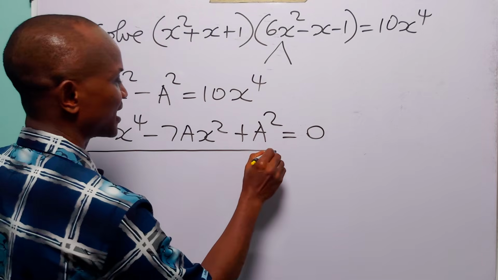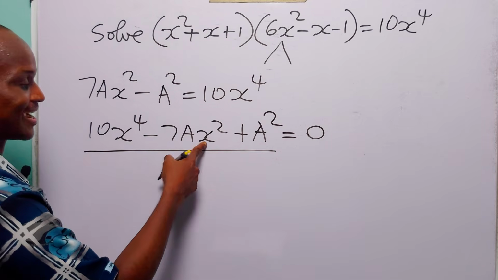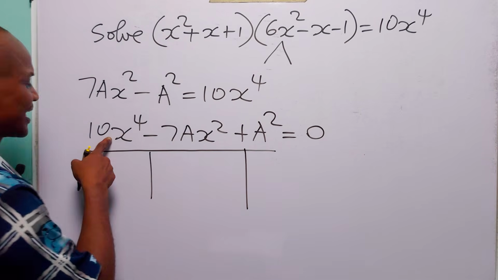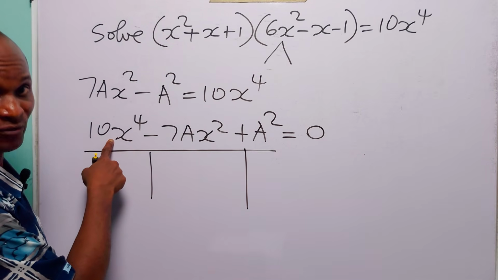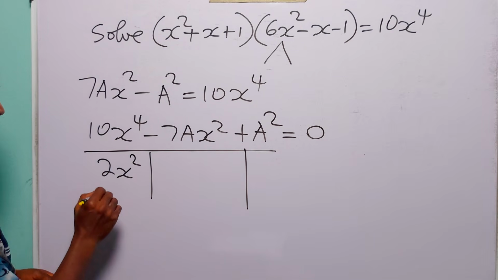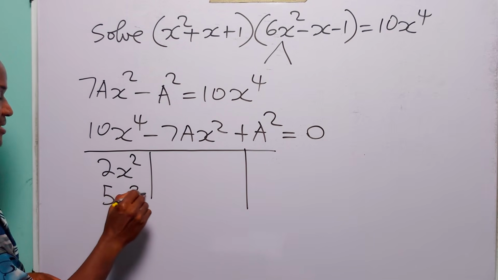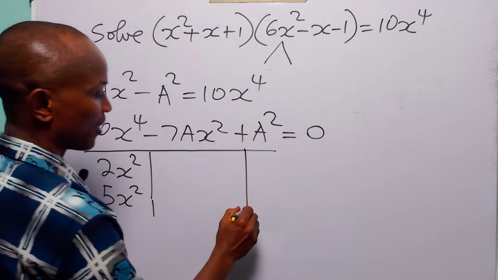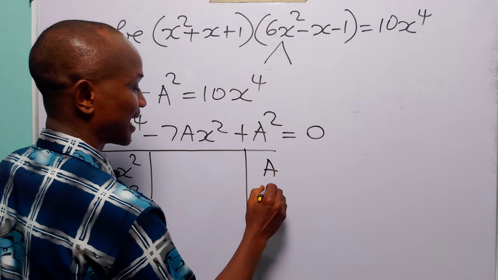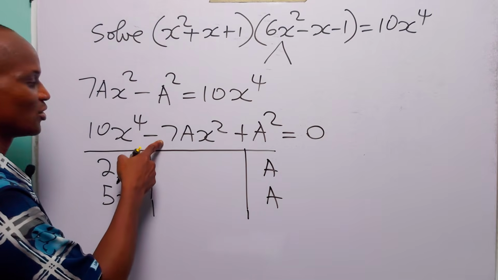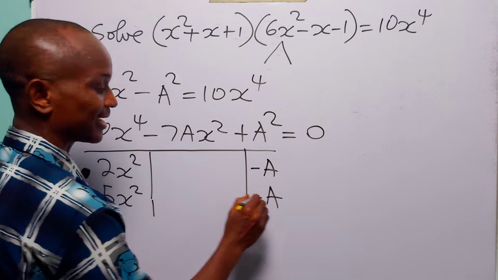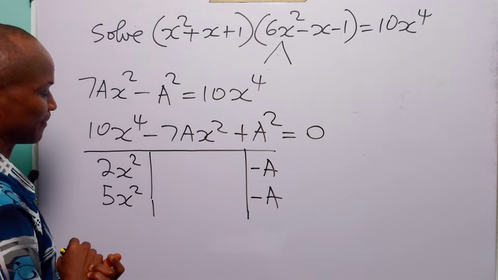Now we can factorize this. Since we have two different variables, A and x, let us use the table method. What are the factors of 10x raised to power 4? We have 2x squared and 5x squared. Now, what are the factors of A squared? Of course, we have A times A. But notice that the middle term is negative. So let this be minus A and let that be minus A.